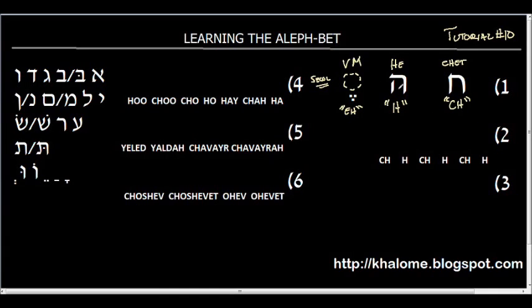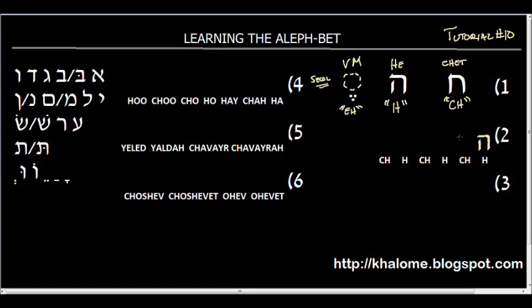The chet and the he, like I said, are very similar. They're rather easy, I guess, to write in the block script. Basically, for the he, we want to start off like we're making a resh. In the he, we want to draw a vertical line, but it doesn't touch all the way at the top, and that's very important that it doesn't touch on the left-hand side.